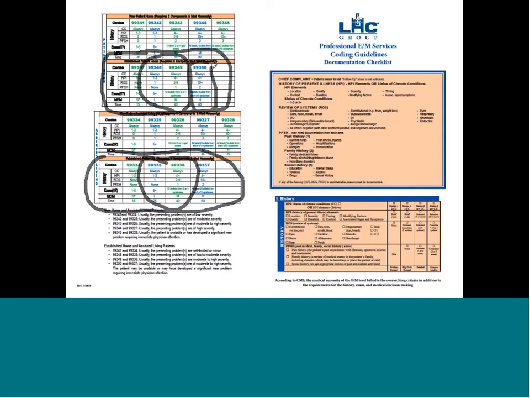Our level 4 visits are those that are unstable. We got called in because there was stuff going on with that patient, and we're doing intervention. That's generally our highest level. The difference between the level 2 and the level 3 visit: for level 3, the presenting problems are moderate to high severity, and for level 2, the presenting problems are low to moderate severity. So are they low to moderate or moderate to high, looking at it from a medical necessity standpoint?